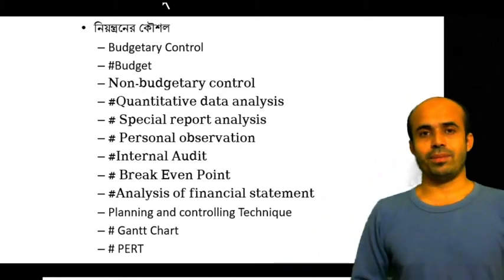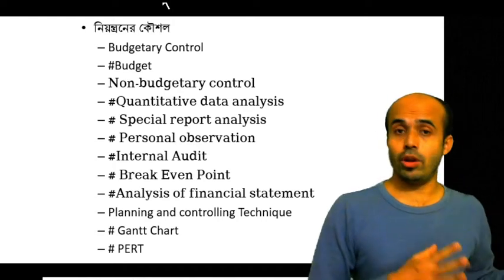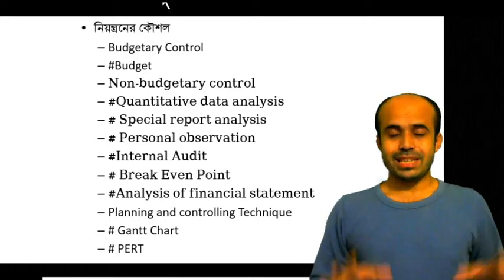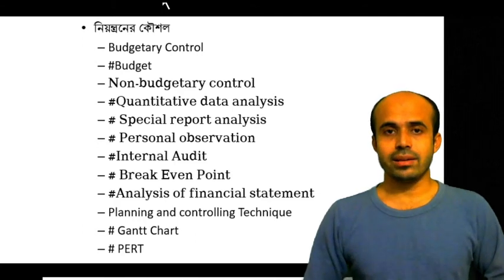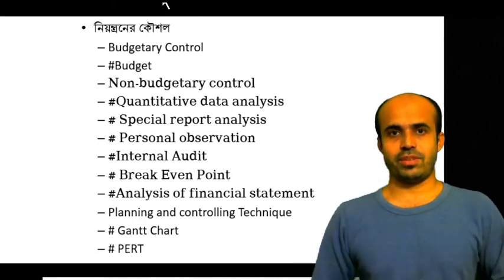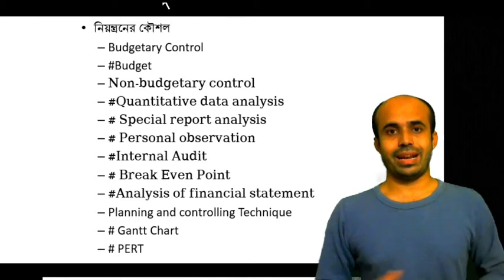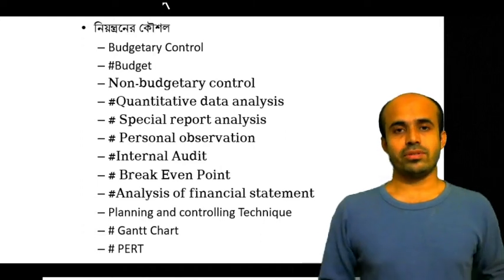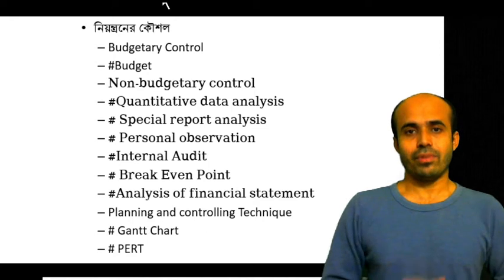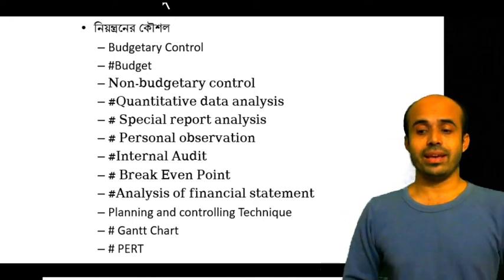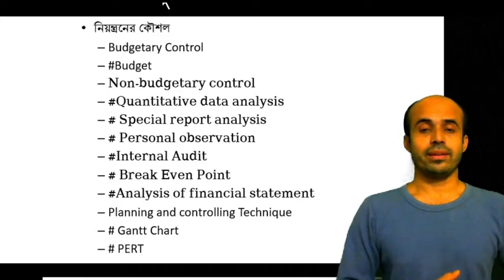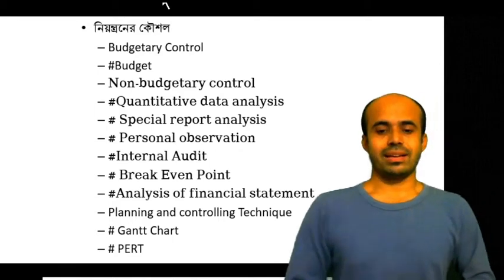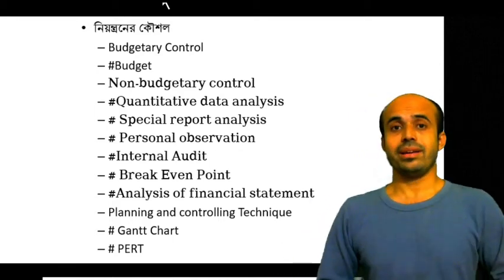Next, personal observation. You know that personal observation is the oldest organizational controlling technique, because it means standing before the workers and monitoring them. But it is not possible in the modern age, because in an organization so many workers are working. If a person has to be physically present to control them, it will be very hard. That is why we have to take some modern controlling techniques.